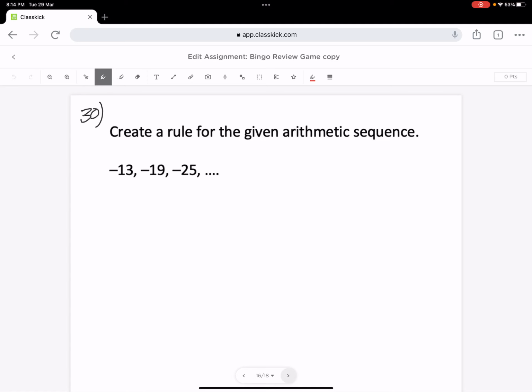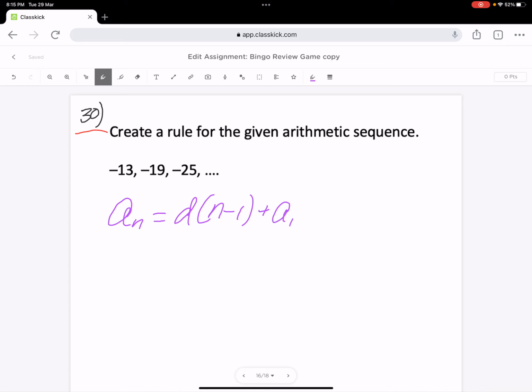All right, number 30, not 16. We're creating just a rule for this one, so we don't have to find any nth term or anything like that. We're just creating a rule. So remember, our rule is a sub n is equal to d times (n minus 1) plus a sub 1.